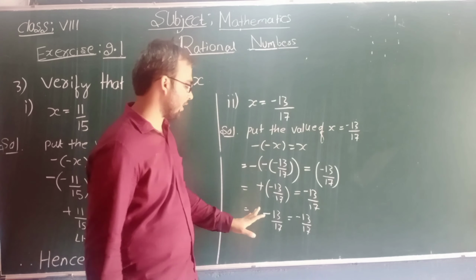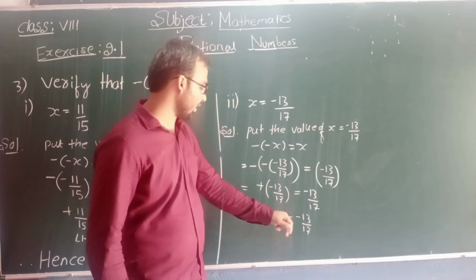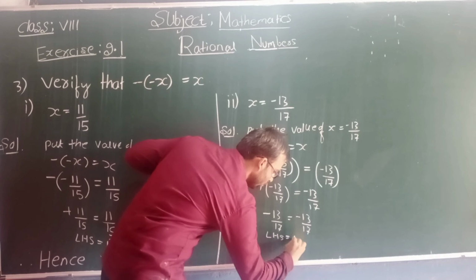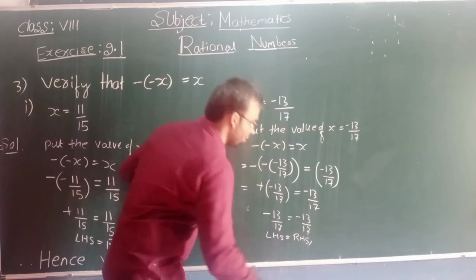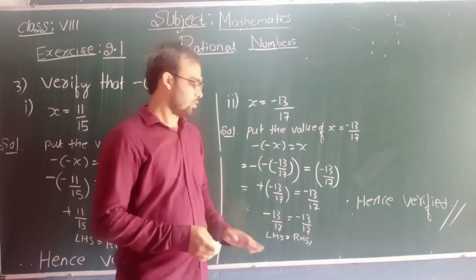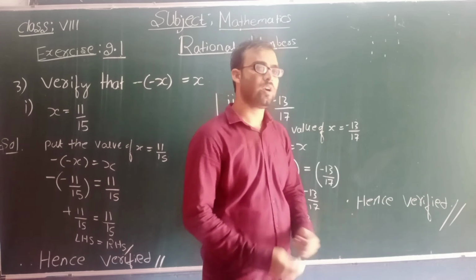Okay, so on both sides we have got minus 13 by 17 and minus 13 by 17. So what can we write? We can write LHS is equal to RHS. As LHS is equal to RHS, therefore we can write hence verified.